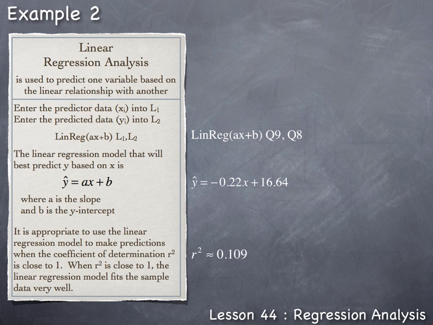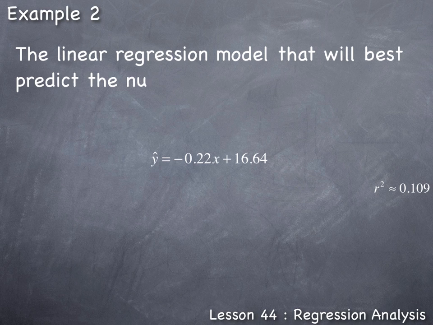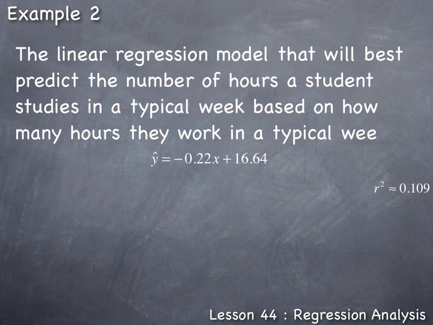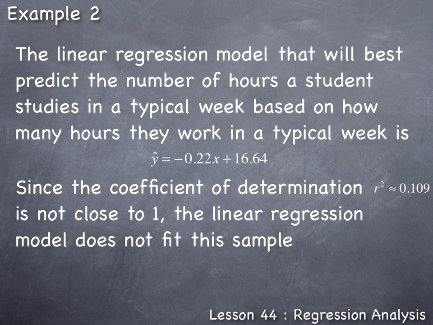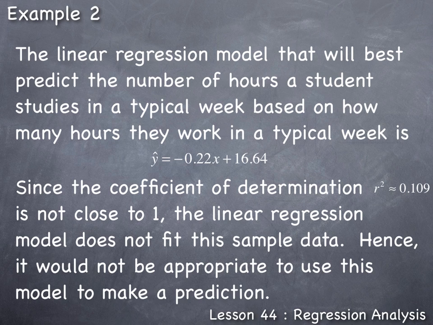So now we can make the following statements. The linear regression model that will best predict the number of hours a student studies in a typical week based on how many hours they work in a typical week is given by the formula y hat equals negative 0.22x plus 16.64. But since the coefficient of determination r squared equals 0.109 is not close to 1, the linear regression model does not fit the sample data. Hence, it would not be appropriate to use this model to make a prediction.